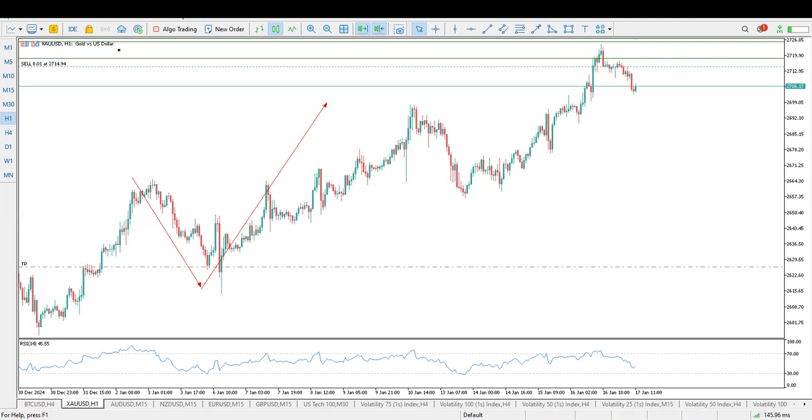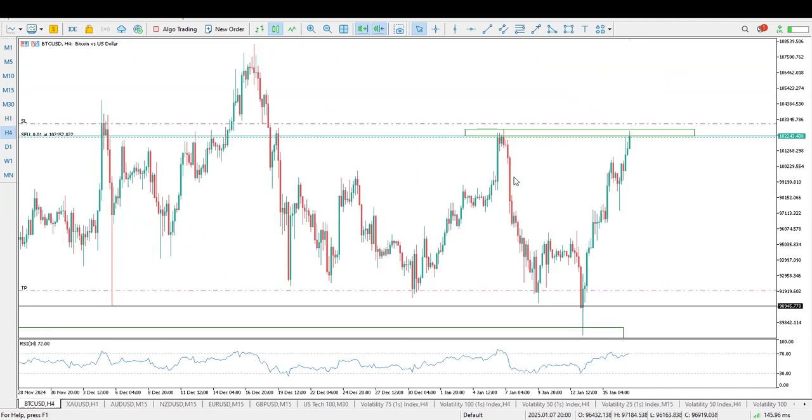Now, let me go to another chart and show you guys what I'm talking about. Look at this. This is a perfect example of what I was trying to explain. As the market was moving to the upside, moving upwards, it was forming more green candles. Now, as it was coming back down from here, it was forming more red candles.